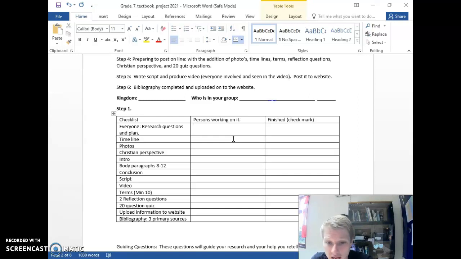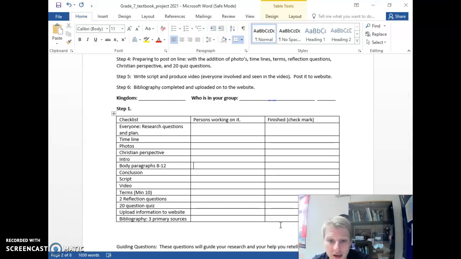Who is in charge of that? After that, there's going to be someone who is going to find the photos, who's going to find the artifact pictures, things like that that are going in. There's going to be Christian perspective. Who's going to write that? Who's going to write the intro and conclusion? Who's going to write the 8 to 12 body paragraphs? Everyone's going to write these body paragraphs.